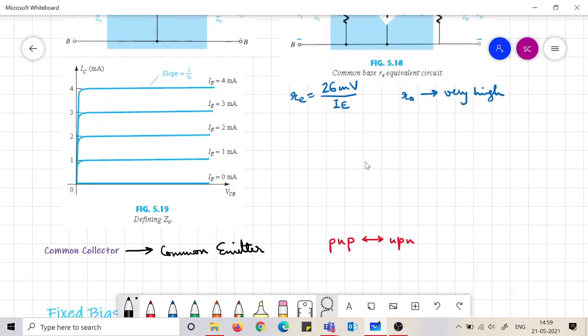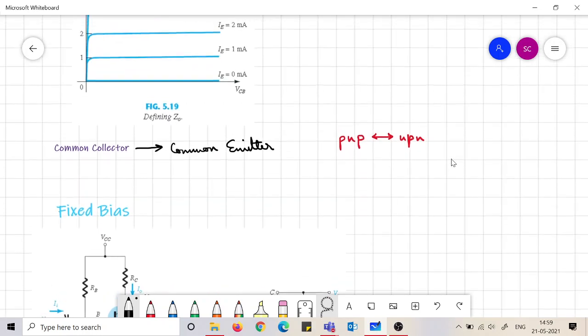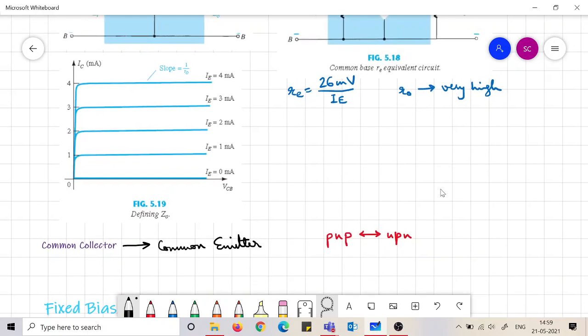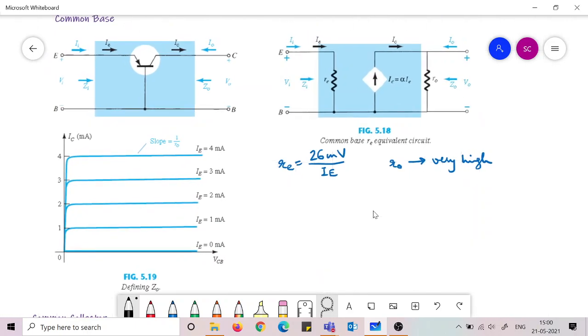Just two points I will make before I conclude today's class. There is also the common collector configuration, but it is almost like the common emitter configuration, because the base will be the input, so it will see the emitter resistance. If there are emitter resistances, it will see them reflected to the input side with beta times, and the output will be the collector current, which is beta IB. So it is the same equivalent model. The equivalent model is the same, so we are not showing it differently.